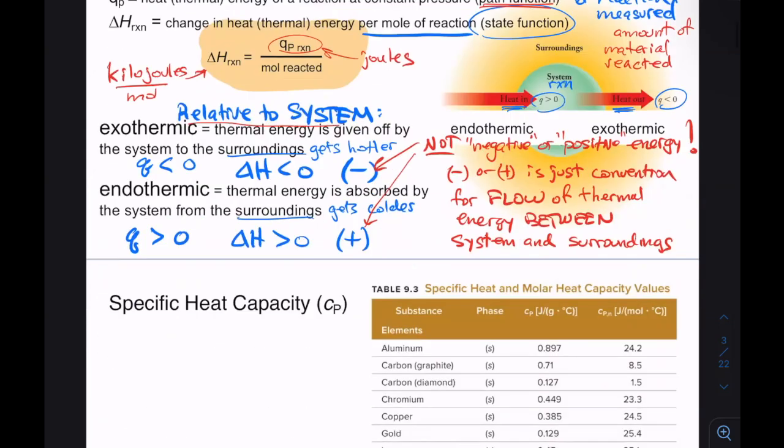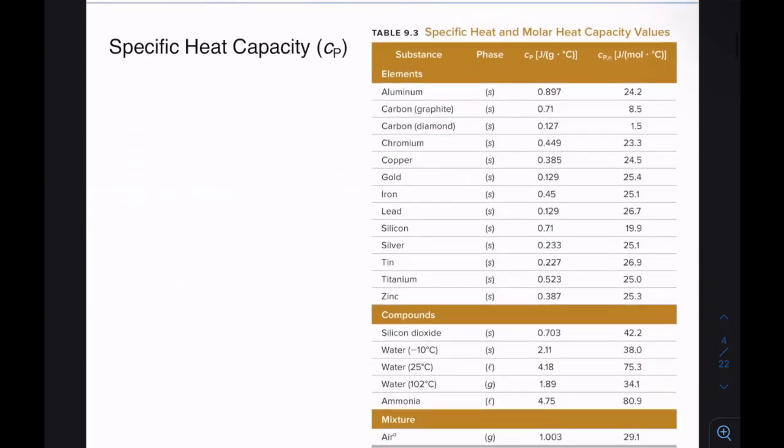All right, so let's explore another property of materials now relative to heat, and that's called the specific heat or the specific heat capacity. Right, we use a C for that, and it's C sub P. So once again, the P is for constant pressure. And sometimes we just call this specific heat, by the way. So if you ever say specific heat, you're really talking about specific heat capacity.